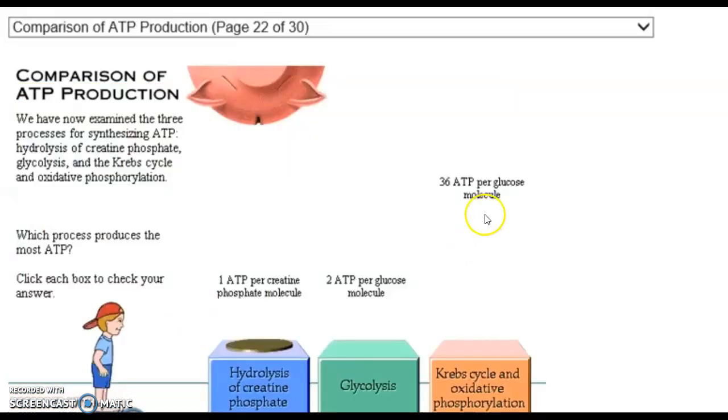Here's kind of a running count. We actually get 36 ATP molecules for both Krebs cycle and oxidative phosphorylation, but remember only 2 of those come from the actual Krebs cycle. We get 2 ATP molecules net gain from glycolysis, and we only get 1 ATP molecule for each creatine phosphate because we're simply transferring a phosphate group off the creatine to the ADP to form the ATP.